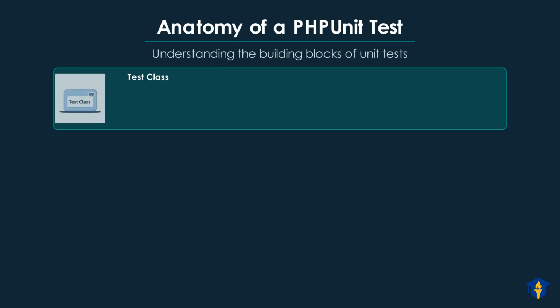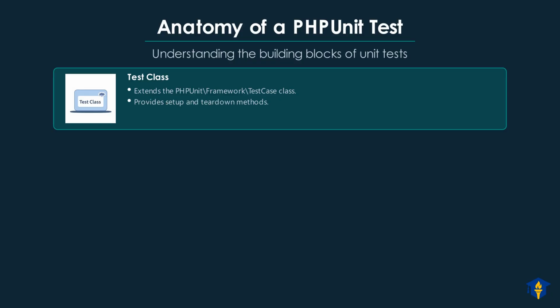The first key component is the test class, which serves as the container for all your individual test methods. This test class must extend the PHPUnit framework TestCase class, inheriting essential testing functionalities. It also provides convenient setUp and tearDown methods, allowing you to prepare and clean up test environments.